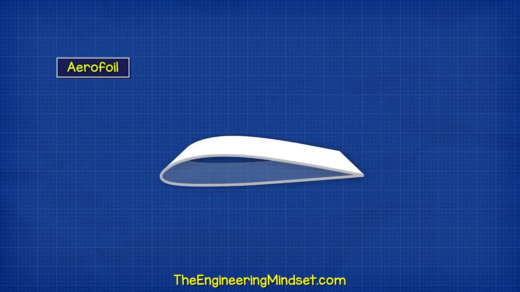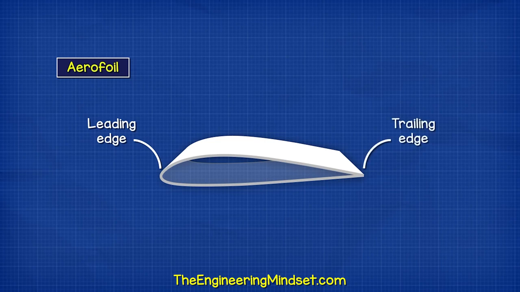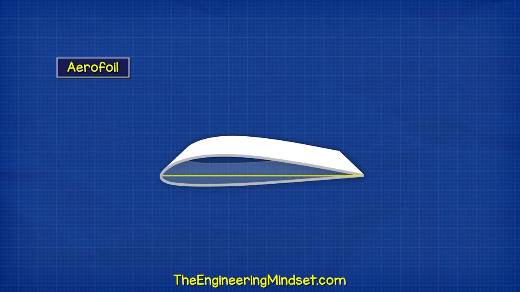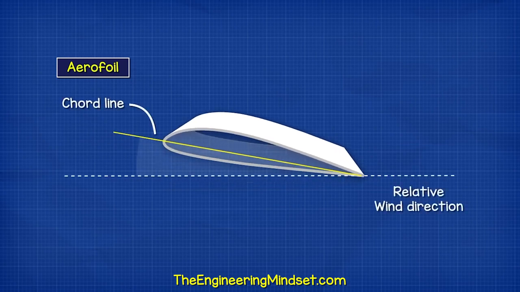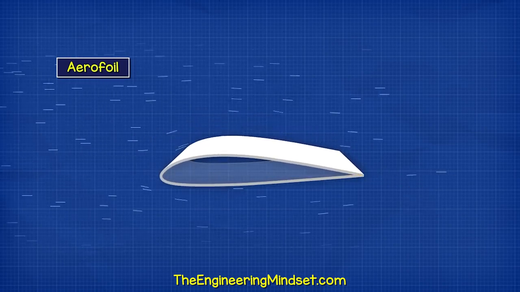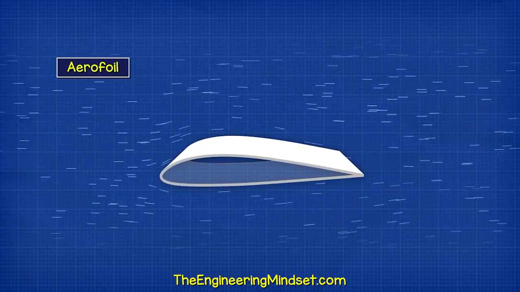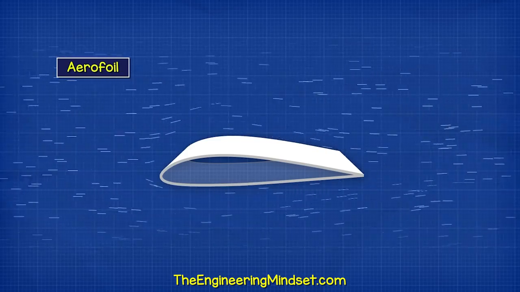The front of the aerofoil is known as the leading edge. The rear is called the trailing edge. The line between these 2 points is the chord line. When the blade tilts, the difference between the chord line and the relative wind direction is known as the angle of attack. The blade will obstruct the path of the wind, forcing it to go under and over the aerofoil.